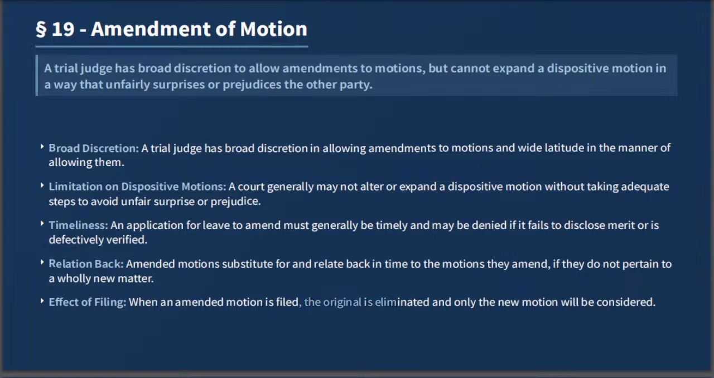So the original is eliminated, and only the new motion will be considered. And only. So it's not even a supplement. An amended motion would be totally replacing the original, because the original would be eliminated. Interesting concept there.